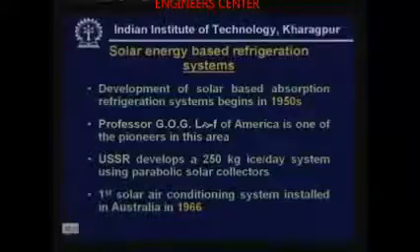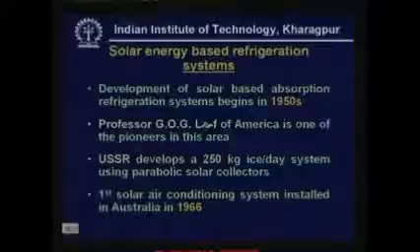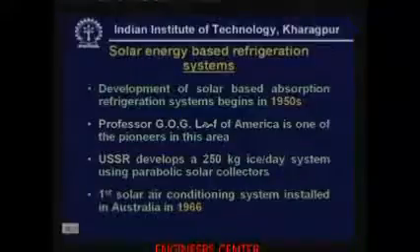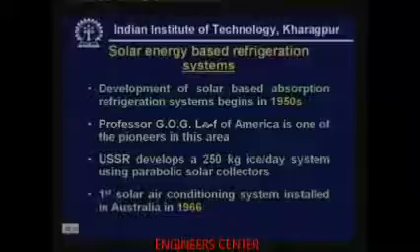And the first solar air conditioning system, that means solar energy was used to run a refrigeration system, which was then used for providing air conditioning, was developed in Queensland, Australia in 1966.